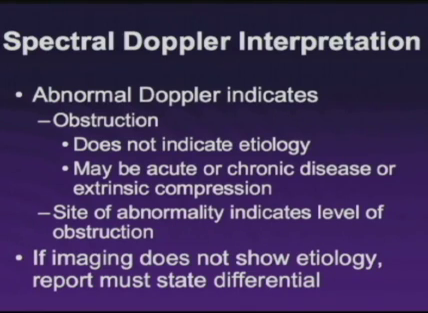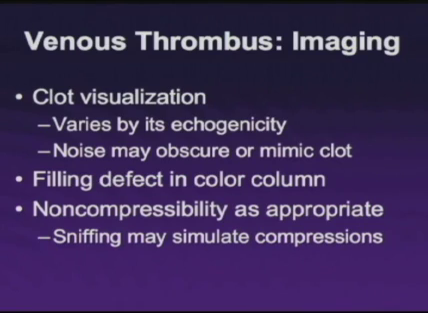If you see an abnormality in the Doppler but can't figure out why it is being caused, the report should say that there is obstruction, and it should give a differential of the level of disease and the possible etiologies that are present, and recommend perhaps other imaging such as CT or MRV, or, more and more rarely now, contrast venography. Not only is the Doppler important, but imaging is important. As I mentioned, grayscale is important for imaging the thrombus itself. Our ability to see the thrombus varies by its echogenicity.